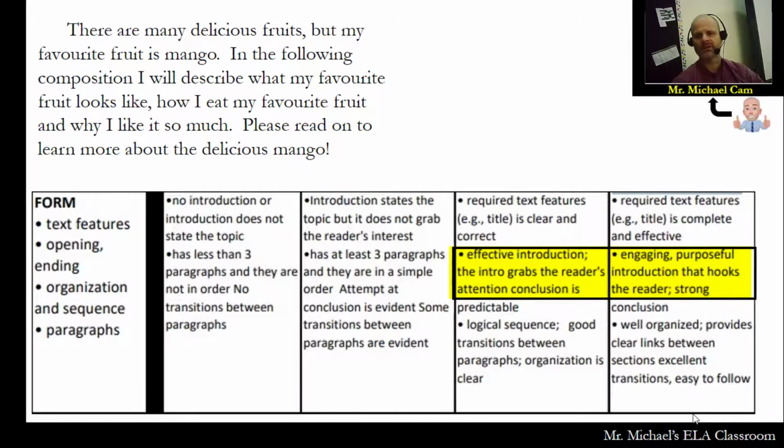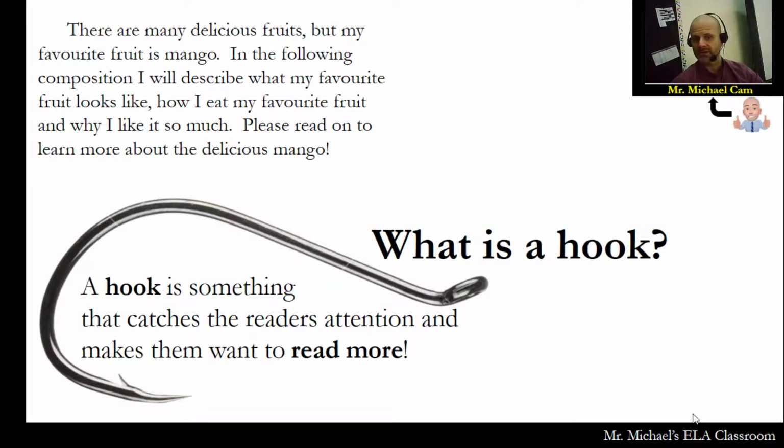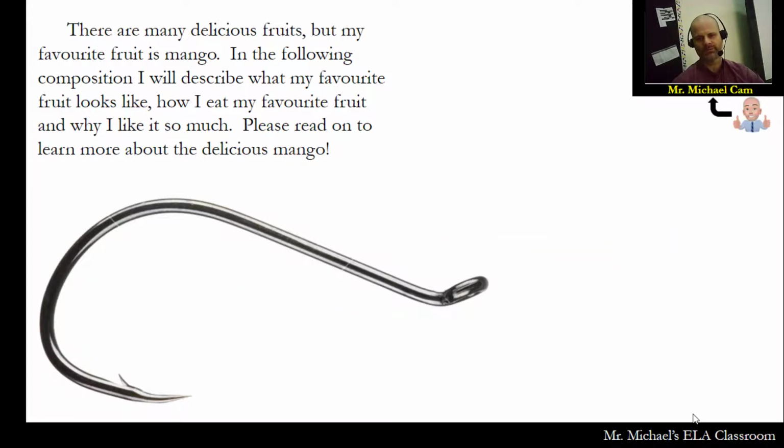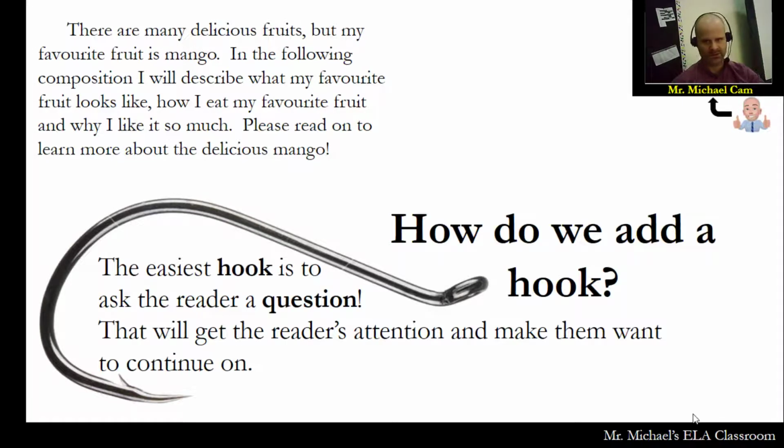Well, first we have to get an effective introduction that grabs the reader's attention. Engaging, purposeful introduction that hooks the reader. Hook. What is a hook? A hook is something that catches the reader's attention and makes them want to read more. So what's the easiest way to add a hook? Is to ask the reader a question. That will get the reader's attention and make them want to continue on.